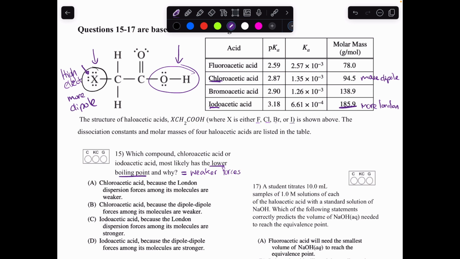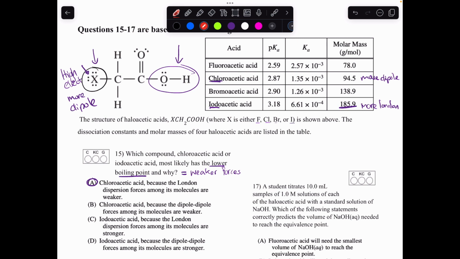So the first one says that it is the chloroacetic acid because the London dispersion forces of this molecule are weaker. So that is logical in what it's saying, that it would have a lower boiling point because its forces are weaker, which is the right answer. But let's go through the other ones and see why they're wrong.